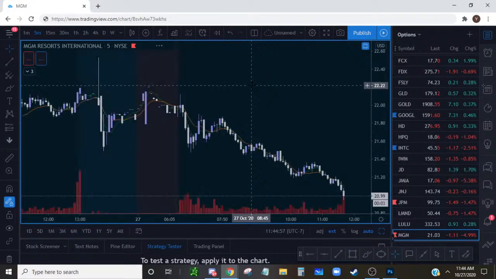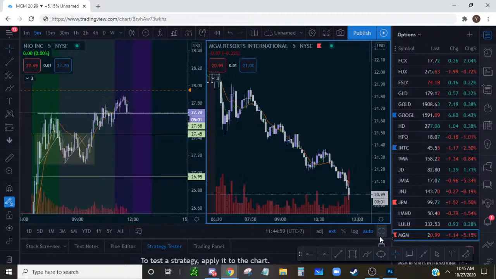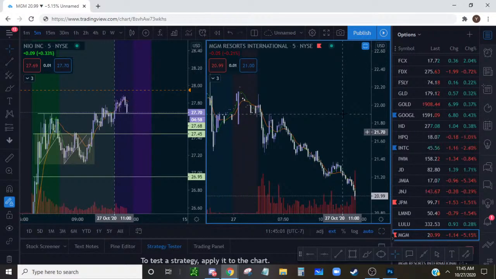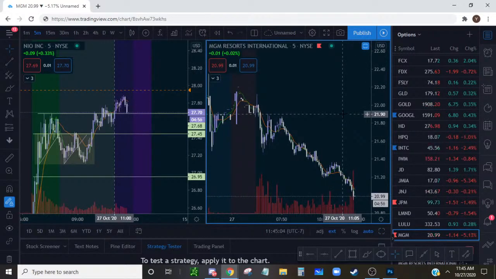So that's a premature entry I'm taking on XLNX. Not the safest, but it is something that I am very comfortable with taking into tomorrow. I mean, end of day.